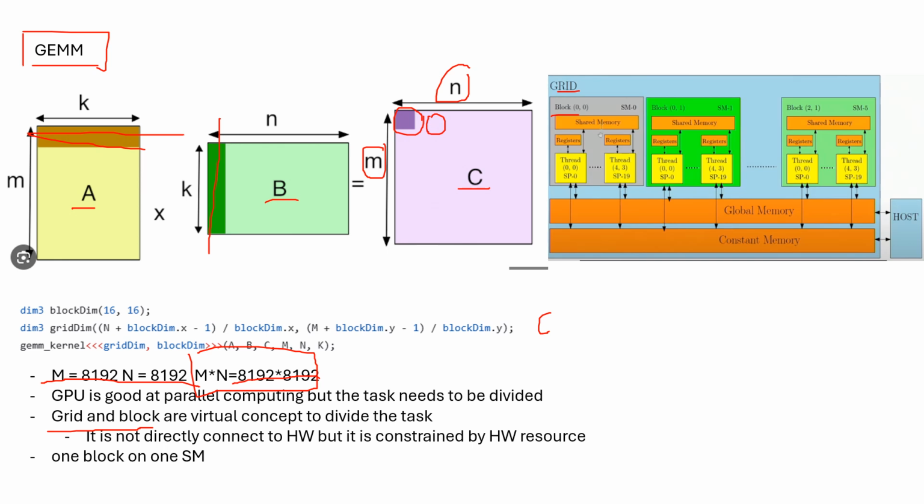The grid is actually the top level one, and under the grid we will have the blocks. Inside each block, we will have a number of threads, right? So this is more like a hierarchy: multiple threads inside a block and multiple blocks inside a grid. When we launch a kernel, a grid is launched for us on the hardware.